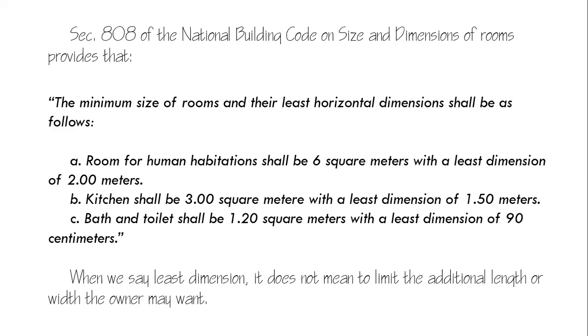So toilet and bath shall be 1.2 square meter ang area niya, and ang least dimension niya is 90 centimeters or 0.9 meters. So when we say least dimension, it does not mean to limit the additional length or width the owner may want. So if least dimension, pwede mo go beyond or go above ana, but you can never go minimum or below ana.